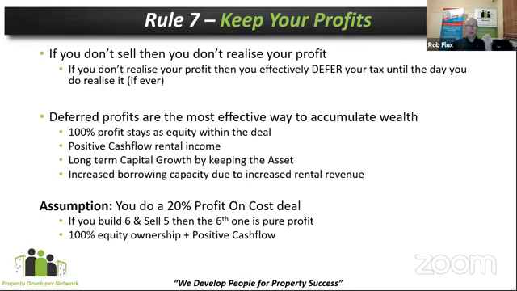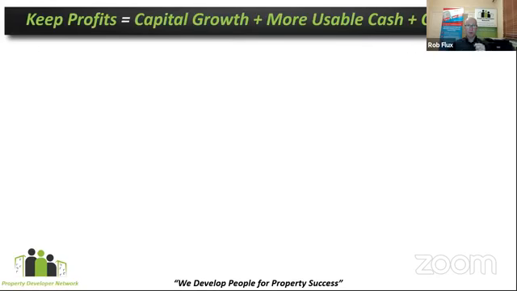So again, sell 5, that pays down the costs because we've got a 20% profit on cost, and the 6th one is owned free and clear, meaning 100% equity and ownership outright, plus 100% positive cash flow out of that one asset. Now let's have a look at this a little bit more graphically.